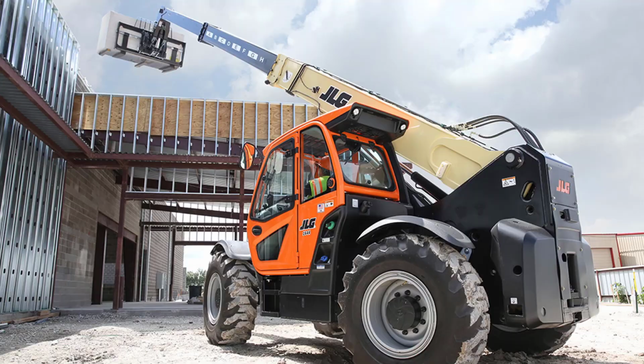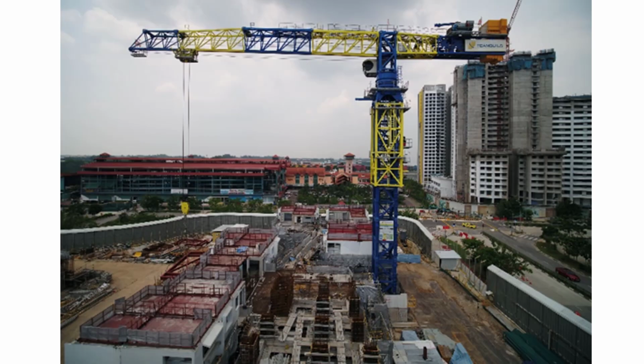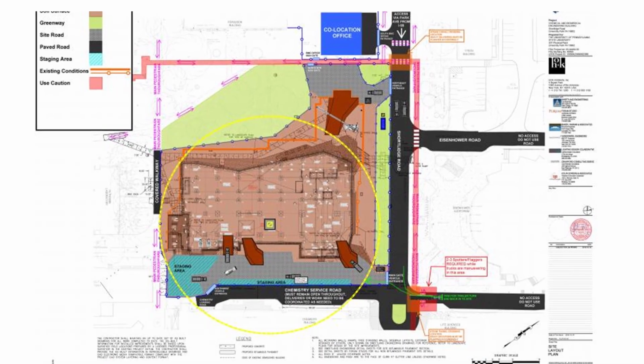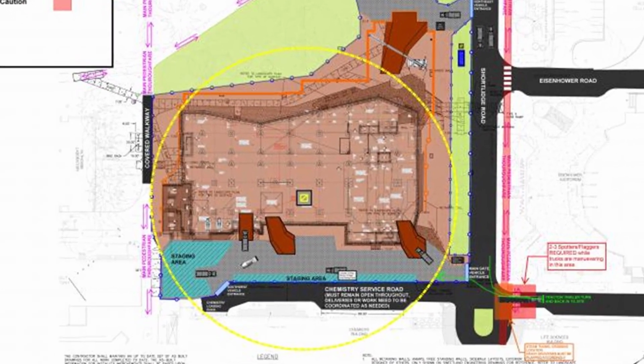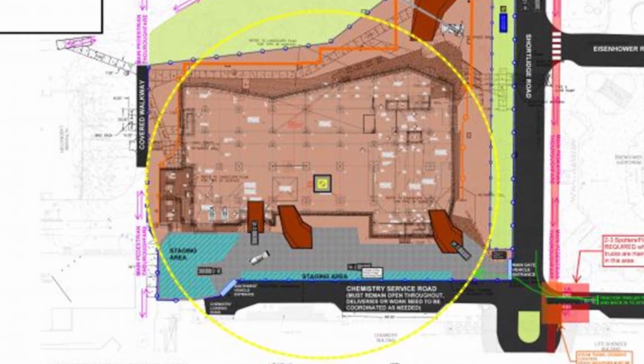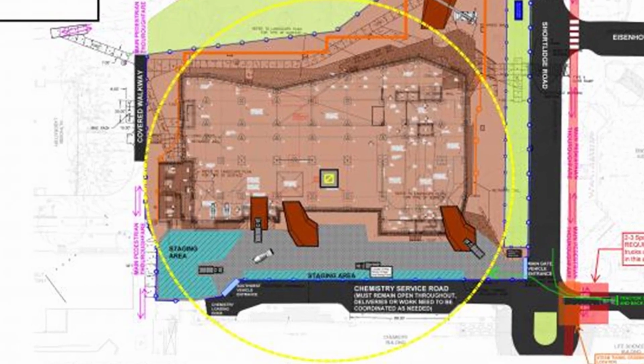Are you going to use reach forks, telehandlers? Are you going to use cranes? What type of crane are you going to use? And then we need to figure out, if we are going to use a crane, what's the swing radius of that crane? And we need to show that on our job site logistics plan so that we understand where the danger lies or where we can reach and where we can't.